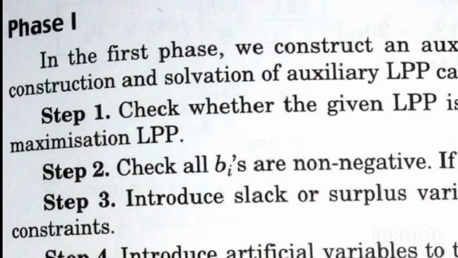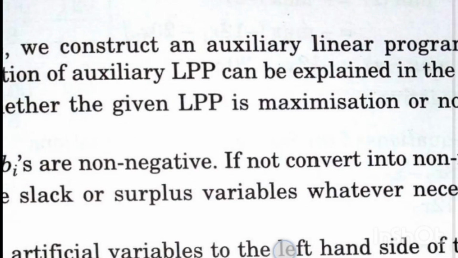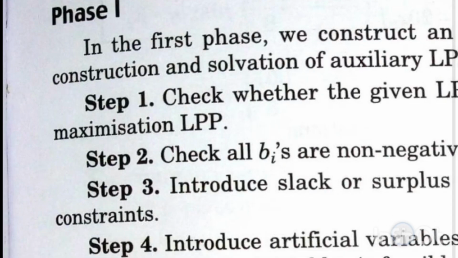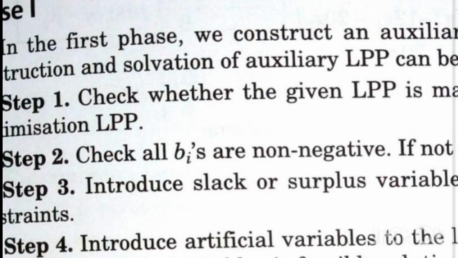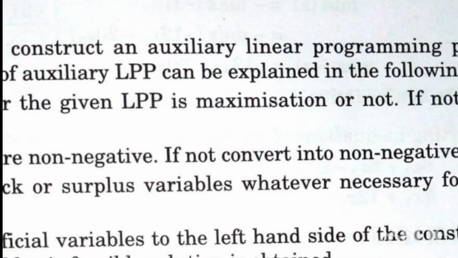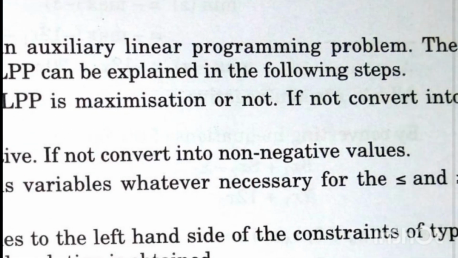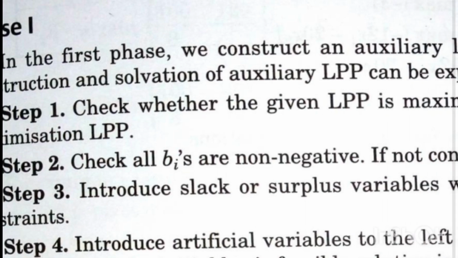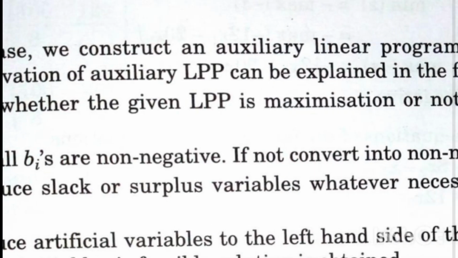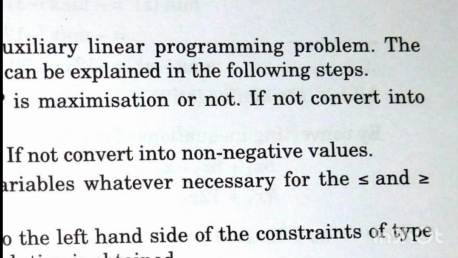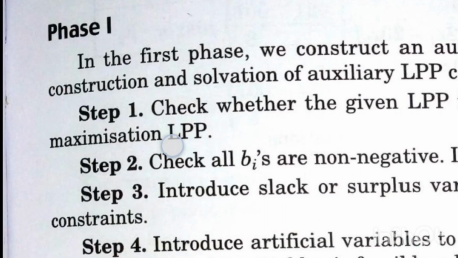Step number 1. Check whether the given LPP is a maximization or not. If not, convert it into a maximization LPP. Step number 2. Check that all bi's are non-negative. If not, convert them into non-negative values. Then step number 3. Introduce slack or surplus variables, whatever is necessary, for the less than or equals to and greater than or equals to constraints.